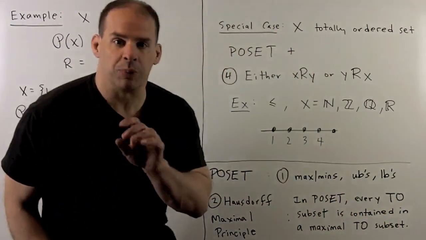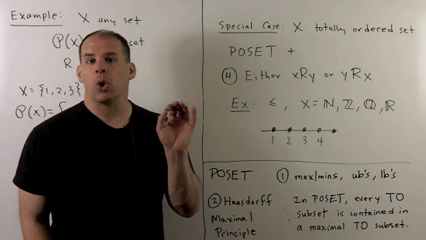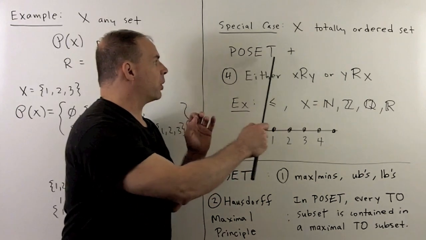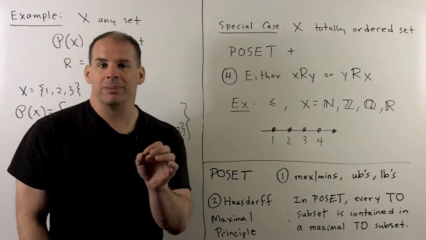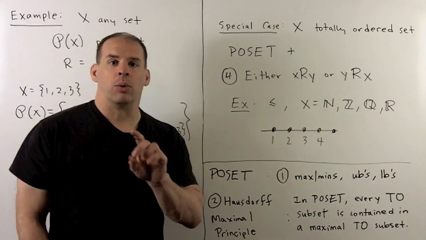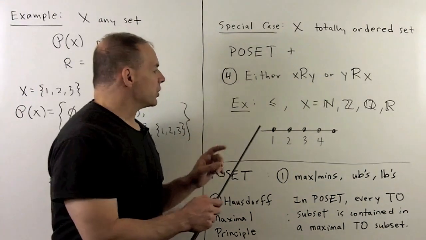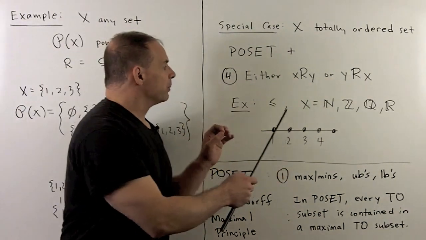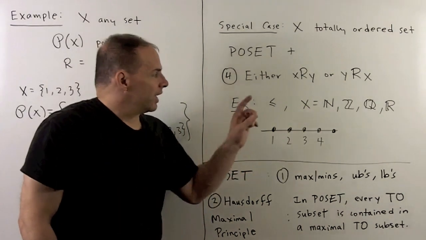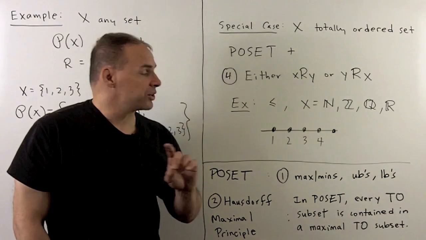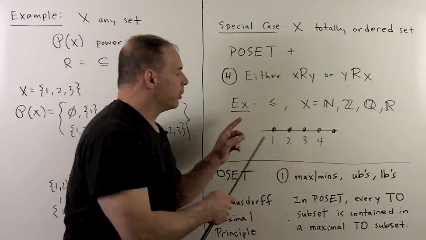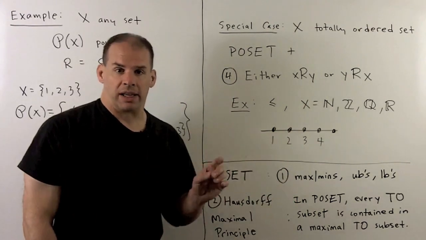Now, for a special case of a poset, we have totally ordered sets. A totally ordered set is going to have all the conditions of a poset, plus the condition that either x is related to y or y is related to x. Now, what does this extra condition do? We'll see this in the following examples. We'll use less than or equals. I'll let X be equal to the natural numbers, integers, rationals, reals, and so on. The point is that when we draw the Hasse diagram, I can put it on its side, and it's always going to be in a straight line.